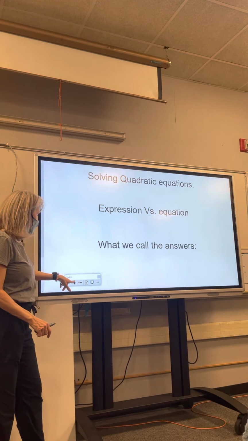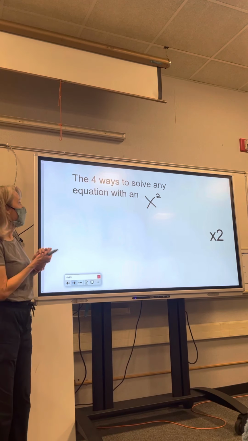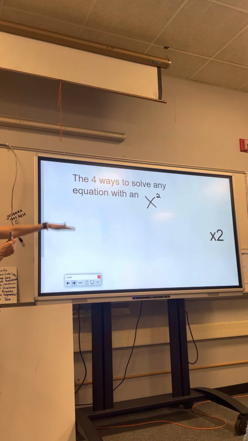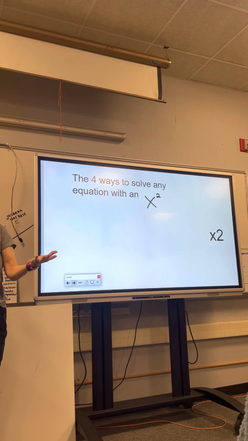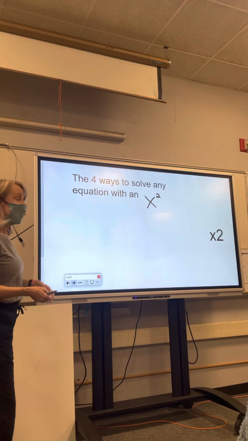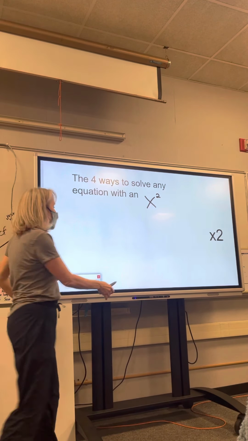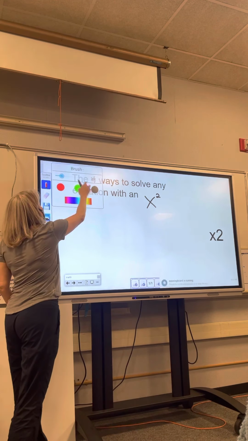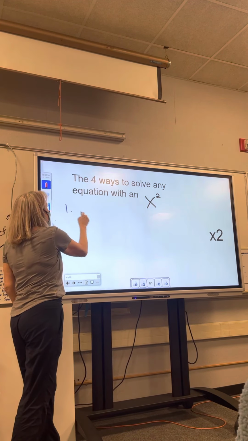Okay, now, this next part I have to tell you, because it explains why we're doing what we're doing, but it's going to get a little weird. There are 4 ways to solve any equation with an x squared in it. We're going to learn all 4 today. I'm lying. We're going to learn 1. We're going to take the next week and a half to learn 4, right? So the first one that we're going to learn today, you will like, because it's easy. It's my favorite. And it's by using factoring.